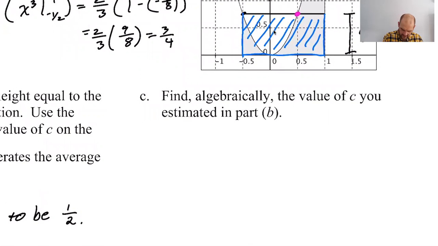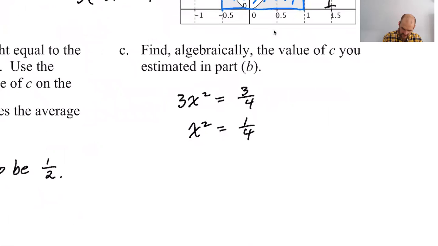So we need to figure out when 3x squared is going to equal 3/4, but that's not the hardest equation in the world to solve. And then watch me get it wrong. Now we already know the solutions, plus or minus 1/2. Therefore c is going to be 1/2.